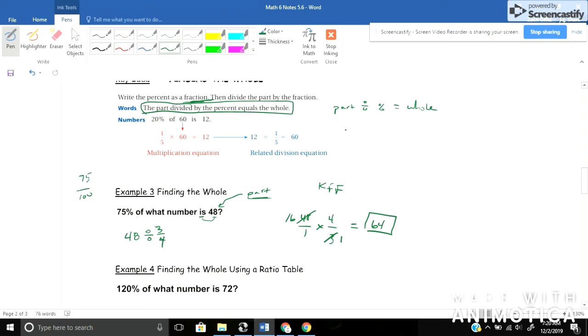Let's see, does that make sense? Well, if my part is 48 and my whole is 64, that's like saying I got 48 out of 64, maybe like on a big test or something. Take 48 and divide it by 64 and see, does that give you 0.75? Remember, to convert between decimals and percents, you just move it twice. Well, that's the same thing as 75%. So yes, that's correct.